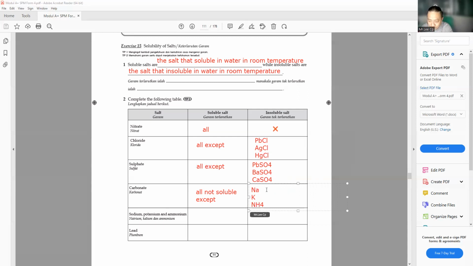This one is, ai, a bit troublesome. Na2CO3. Because of the Na, right here, you need to write 2. K2CO3. NH4, you need to put a bracket. That's why I hate writing NH4. (NH4)2CO3. Do you understand?